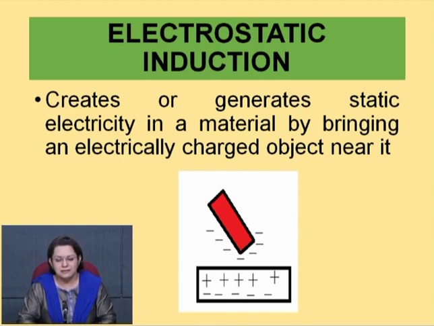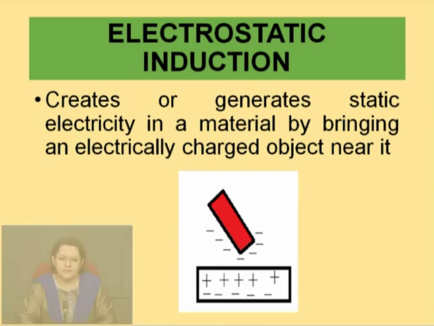Say the charged object has an excess of negative electrons on its surface, negative ions on its surface. Then the positive ions in the non-conducting slab will move a little towards the electrically charged rod, whereas the negative ions or the electrons in the non-conducting slab will move away from the electrically charged rod.